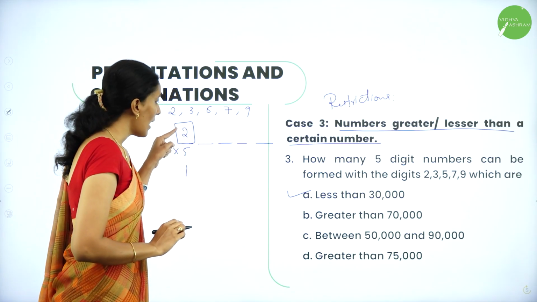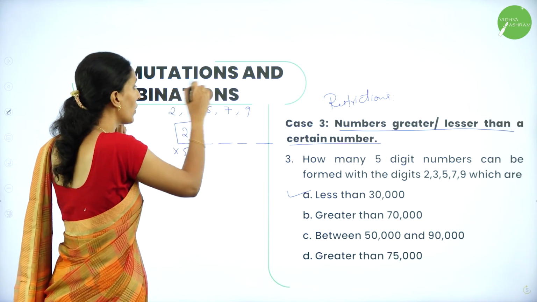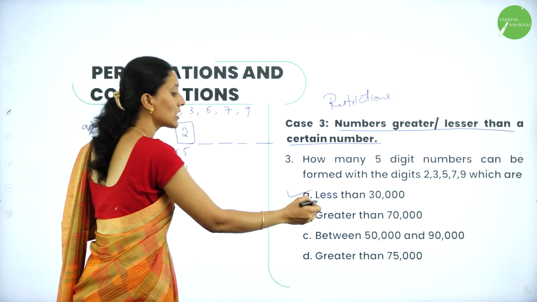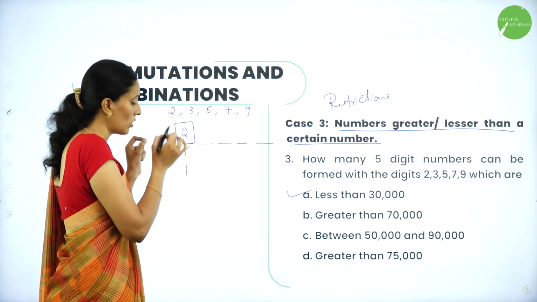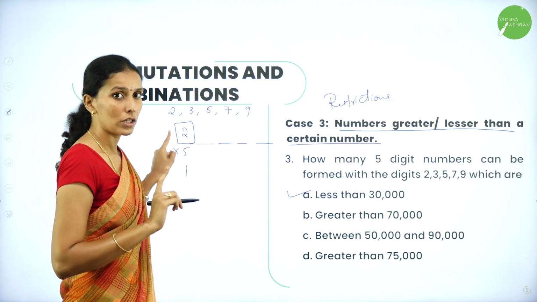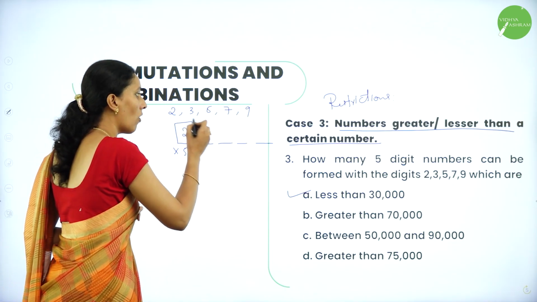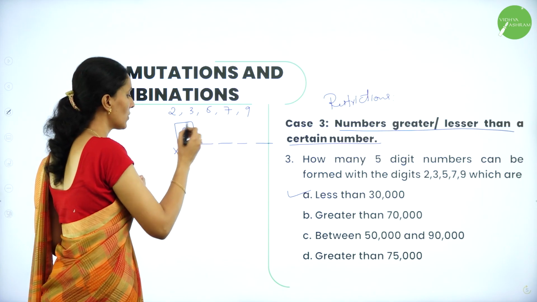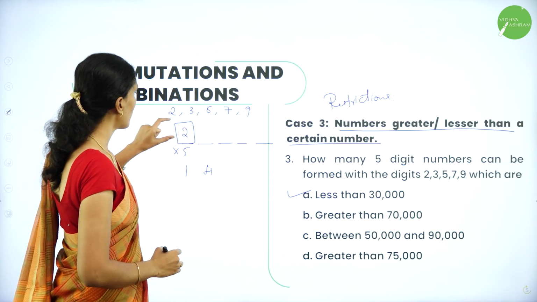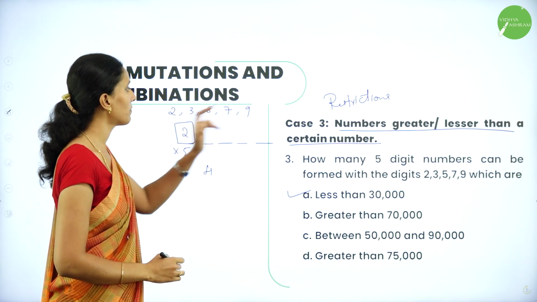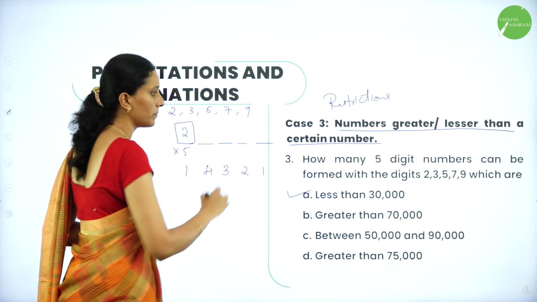Remember, the number is 2, but the choice is only 1. Do not confuse it with 2 choices. We don't have 2 choices here. Since the number is less than 30,000, the 10,000 place can have only the number 2. So I have only one choice for the first place. After that, all numbers can be filled in the 1000 place. So here I have 4 choices. Since 2 is fixed, I am left with 3, 5, 7, 9. So again here 3, 2, 1.